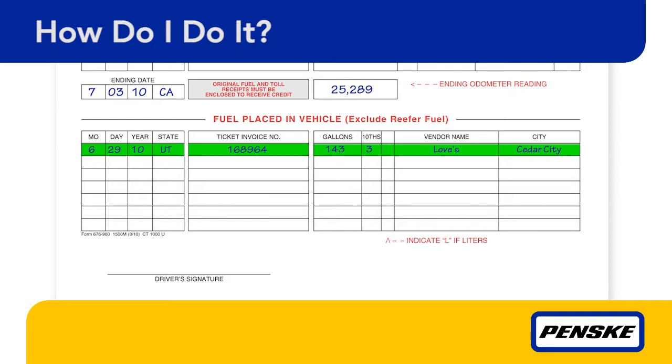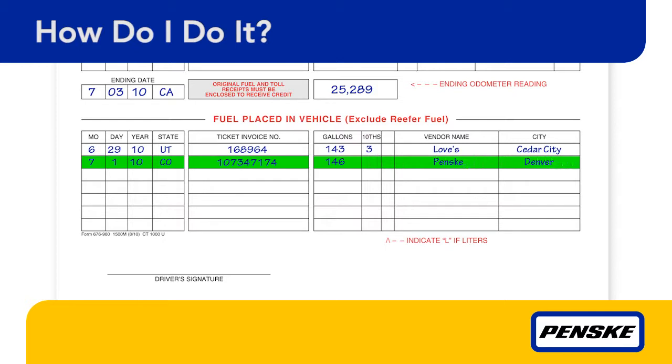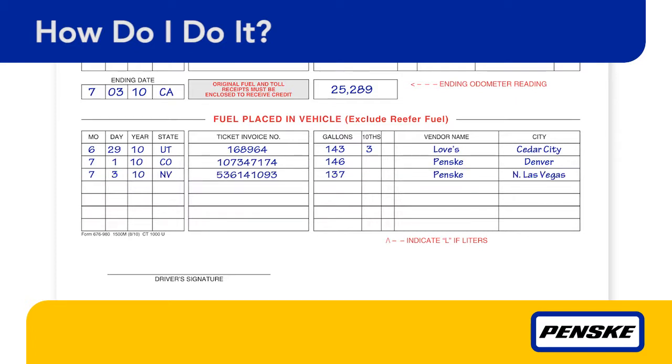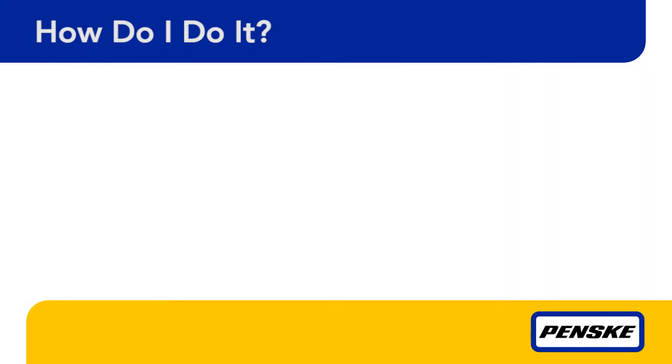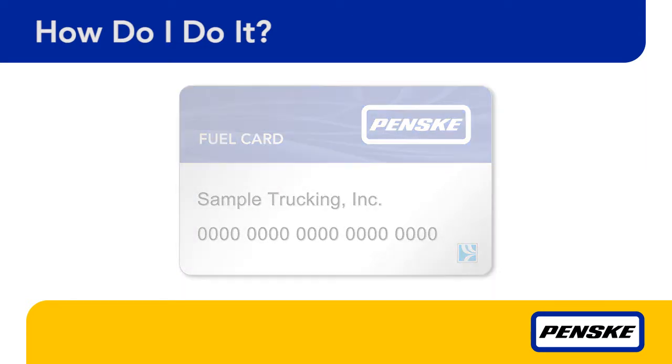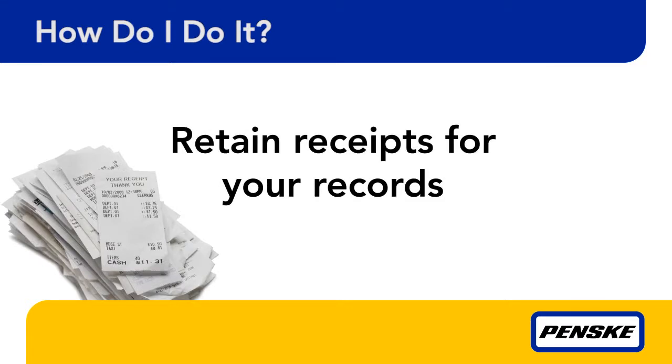During his return trip, your driver stopped at the Penske facility in Denver, where he purchased 146 gallons, and also in Las Vegas, where he purchased 137 gallons. In both cases, your driver should write the purchase on the DTR. Penske fuel purchases, either at a Penske location or if you are using the Penske Com Data card, are automatically validated internally by our systems. You should retain the receipt your driver receives for your records.